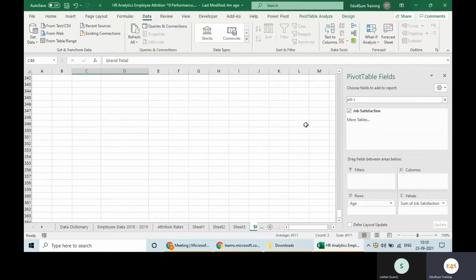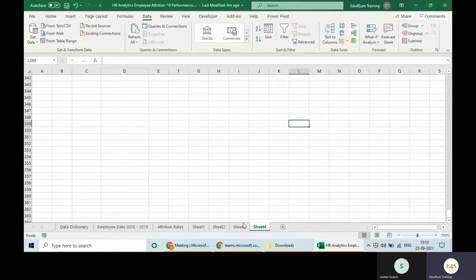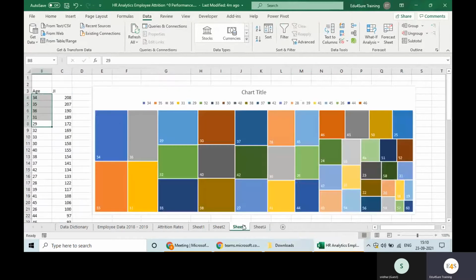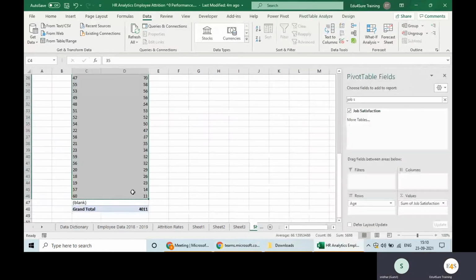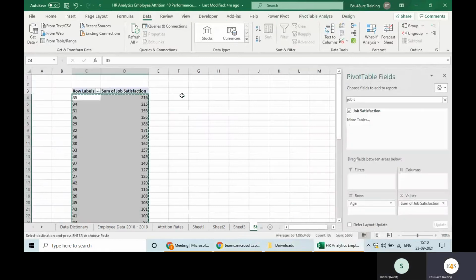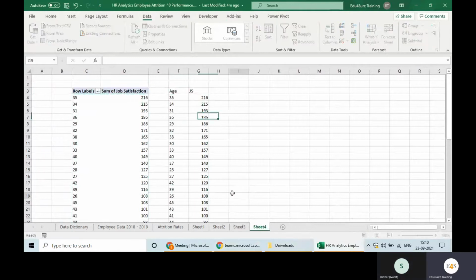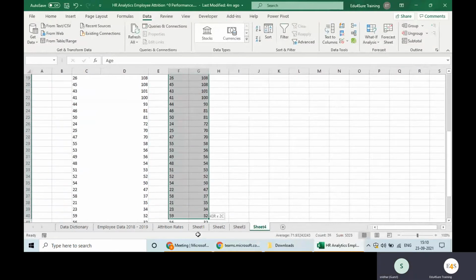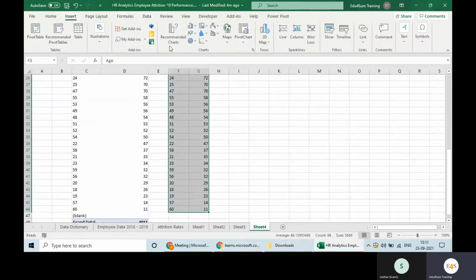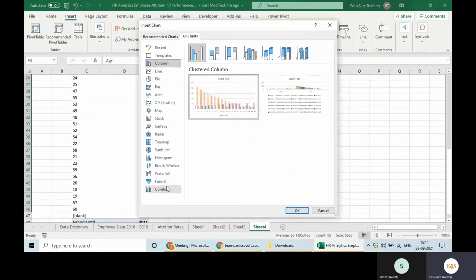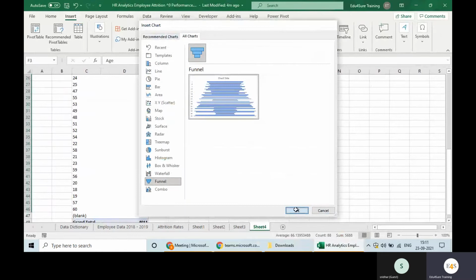So basically, I hate Excel because of these reasons. Copy paste, this, that, whatever. Age, job satisfaction. Now I am considering these points. Insert recommended charts, and I'm taking funnel this time, because funnel chart has one more thing. And what is that?